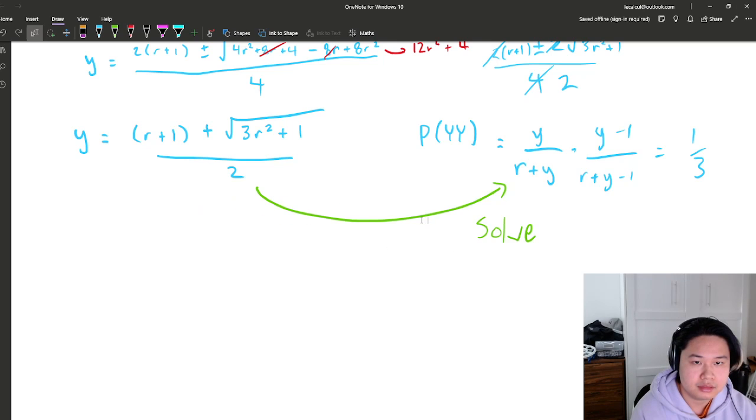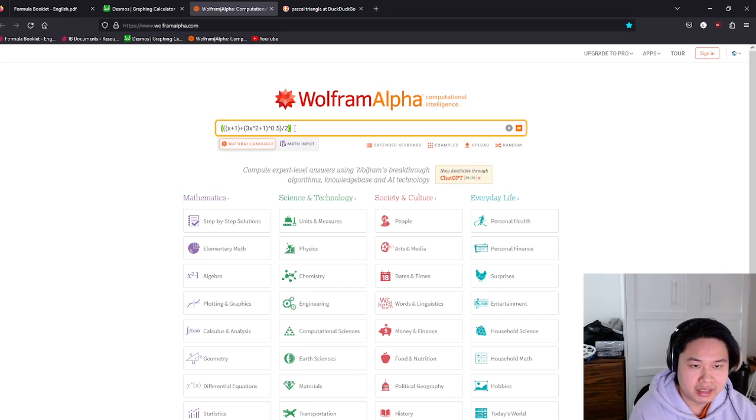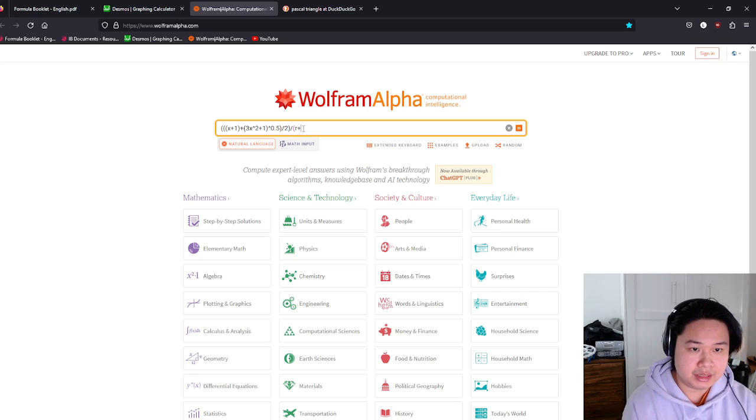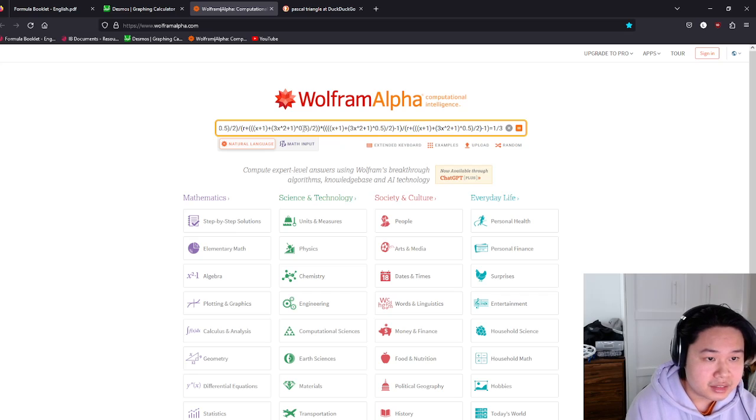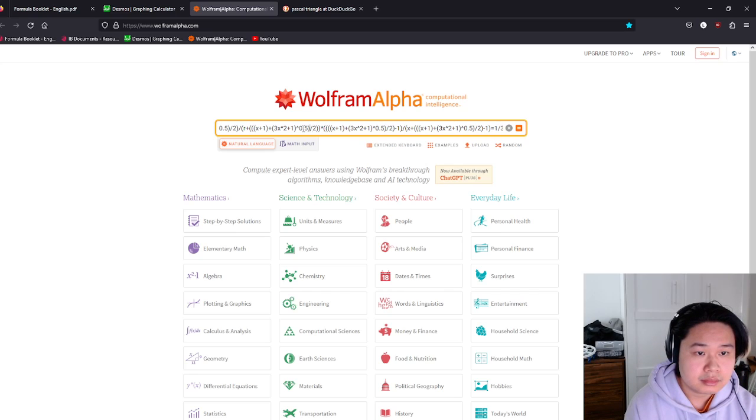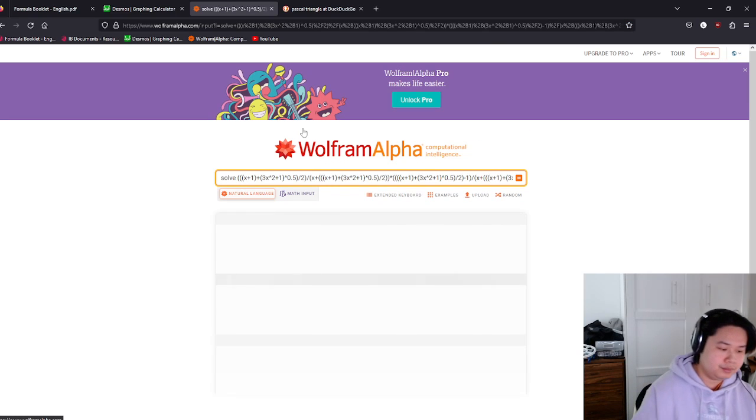So 2 y marbles, right? So y divided by r plus y, so r plus whatever this stuff is. I'm sure there's a way that you can simplify it and it might be a little bit nicer, but I don't really care right now. Okay, that's y minus 1 divided by r plus y minus 1. This is equal to 1 over 3. Oh shoot, I should not have r's, I should have x's. Okay, and then I wanted to solve. Come on, Wolfram. Give me 2 answers.